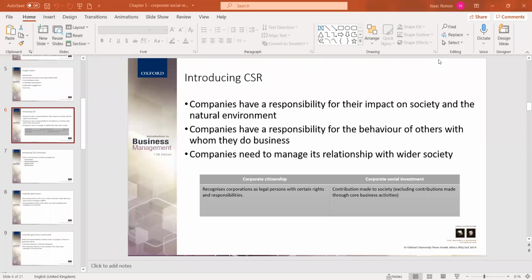Okay, so we continue with our discussion on corporate social responsibility. And this time around too, we are going to hear terms which, if you read certain literatures, they basically use interchangeably. They sometimes use what we call corporate citizenship, corporate social investment, and corporate social responsibility. Most of these three concepts are basically used interchangeably.